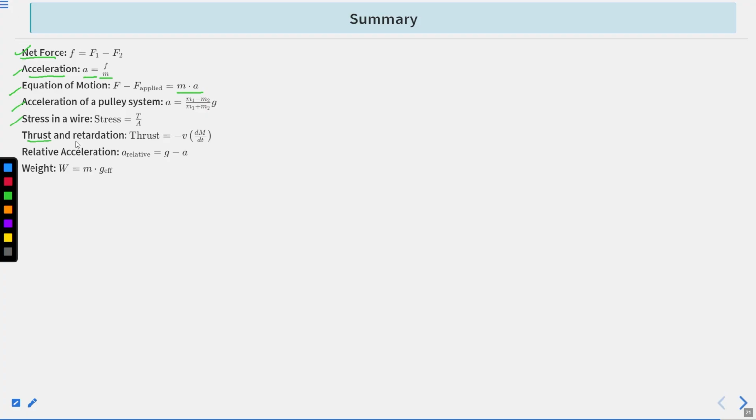Then thrust and retardation: thrust equals minus v dm/dt. This is the thrust. And relative acceleration a relative equals g minus a, and weight is W equals m multiplied by g effective. So these are the concepts and questions we solved and learned in today's lecture. Thank you.